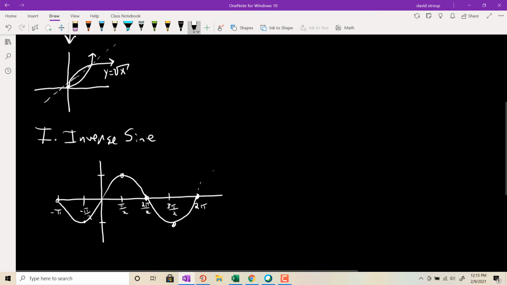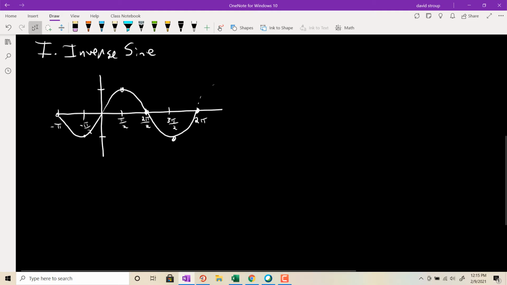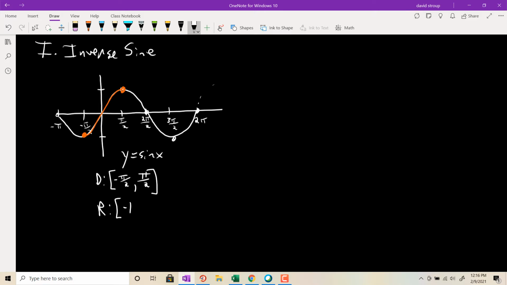So how are we going to restrict the domain in order to make this guy invertible? I'll put it in red. We're just going to go from negative pi over 2 to pi over 2. You see that the thing in red that I just drew will pass the horizontal line test. So this is the graph of sine x, but we're going to limit its domain to make it invertible. I'm going to go from negative pi over 2, which is like negative 1.5-ish, to pi over 2. And then the range is going to be basically based off the amplitude, going from negative 1 to 1.